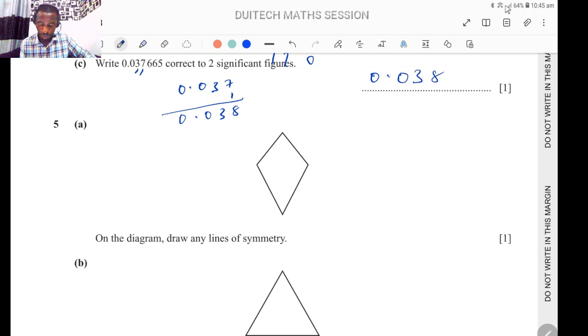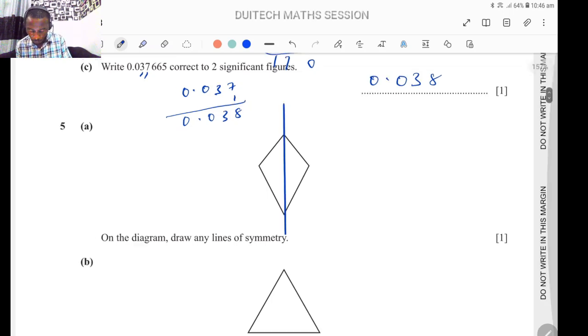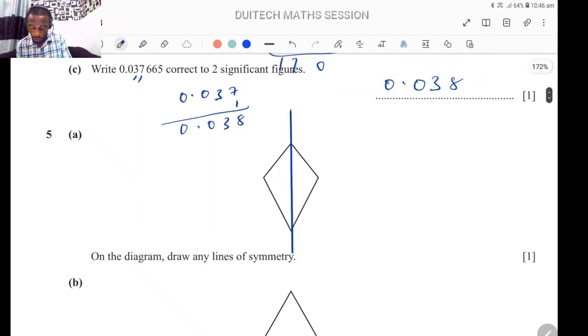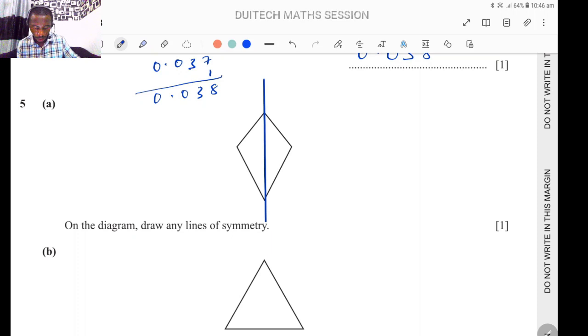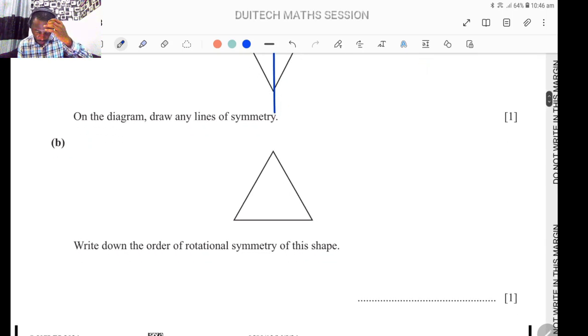So number 5 says we should draw the line of symmetry. The word symmetry actually means the line that can divide this rhombus into 2 equal halves. If you look at it, if we share it from the middle here, we have 1. Even if we try to share it from this other place, we won't get equal halves. So the only line of symmetry that will make it equal is this one that divides it. So it's just 1.